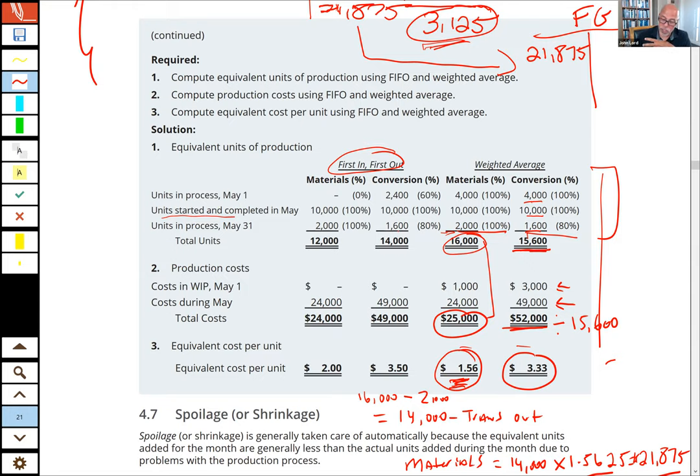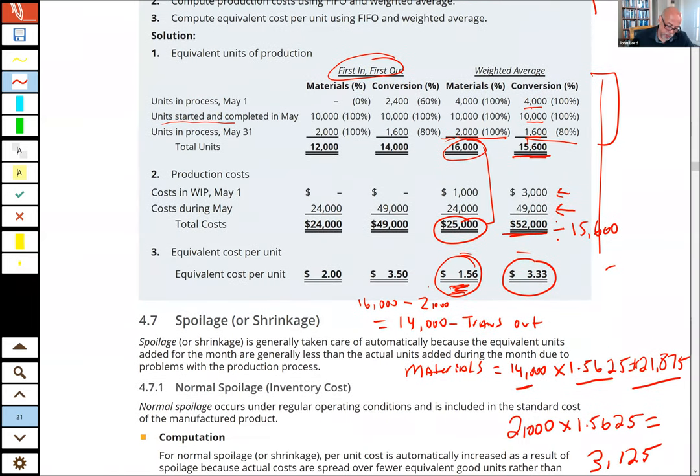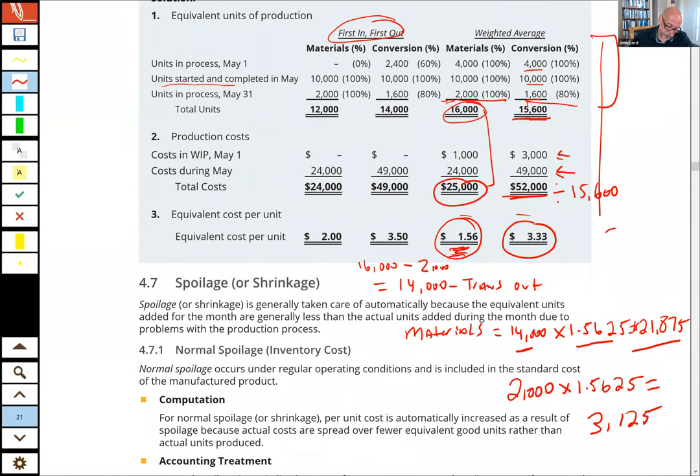Conversion cost you have to do separately because they're different equivalent units. For the materials, it's all 100%, and for the conversion cost, it was 80%. I just ignored it because I don't want to go on and on. I have to remind myself next time, because it's a little confusing: I explained the equivalent units here and then did the accounting with the materials.